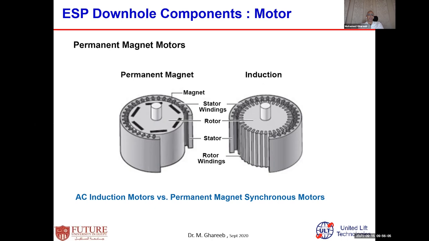For sure it's expensive, but it's more efficient in the market. A lot of case studies and applications have proved that permanent magnet motors are more efficient. The difference here is that instead of rotor winding, there is a magnet in this one. We can cover this in some detail in an advanced course, how it looks and how it works. It's more expensive, and it requires a variable frequency drive in order to run these motors.